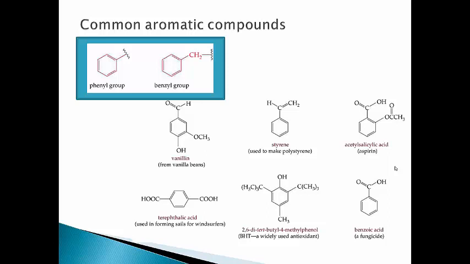So let's just have a look firstly at some common aromatic compounds, and then we'll go into practicing our nomenclature. One key thing that's kind of tricky and hard to remember is, if you have a substituent and it's just a benzene ring, it's called a phenyl group. If you have a substituent and it's a benzene ring with a CH2, it's a benzyl group. So phenyl and benzyl.